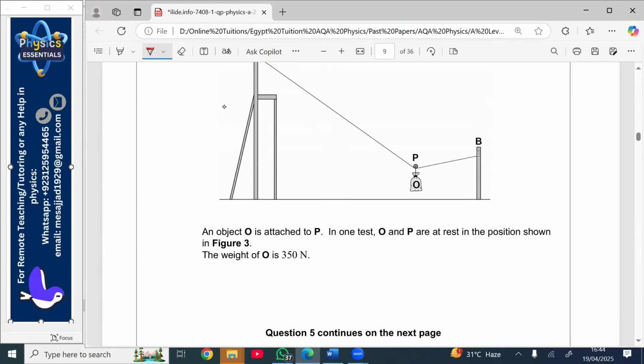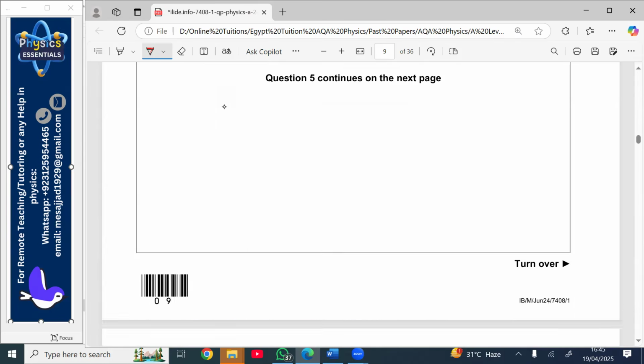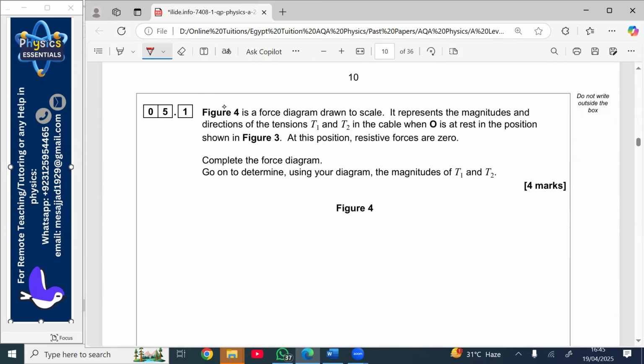Okay, so there is no extension and there is no friction. An object O is attached to P. In one test, O and P are at rest in the position shown. The weight of O is 350 Newton. Figure 4 is a force diagram drawn to scale. It means you have to measure the angles using your protractor. Okay, using your protractor, you have to calculate the angles because it is drawn to scale.